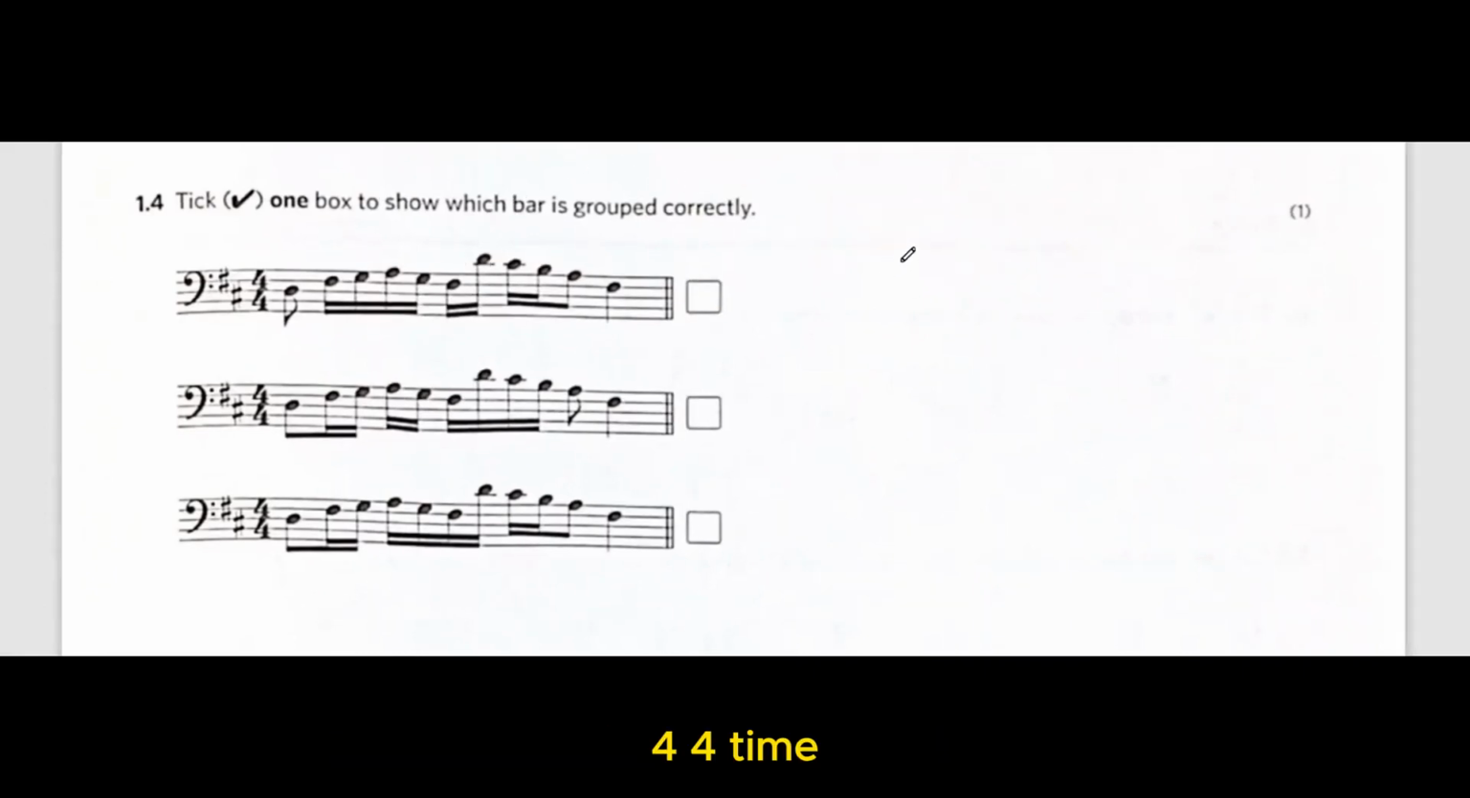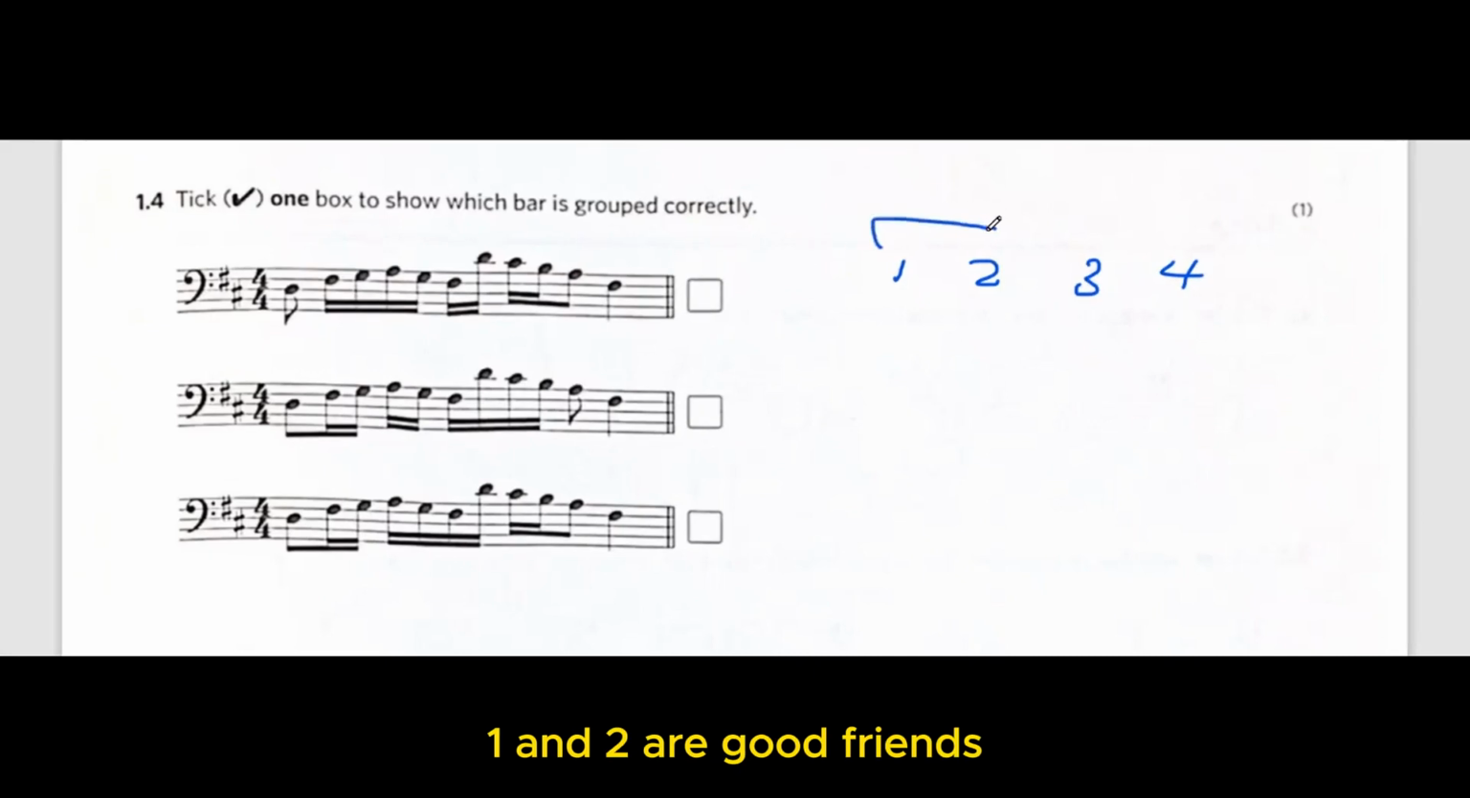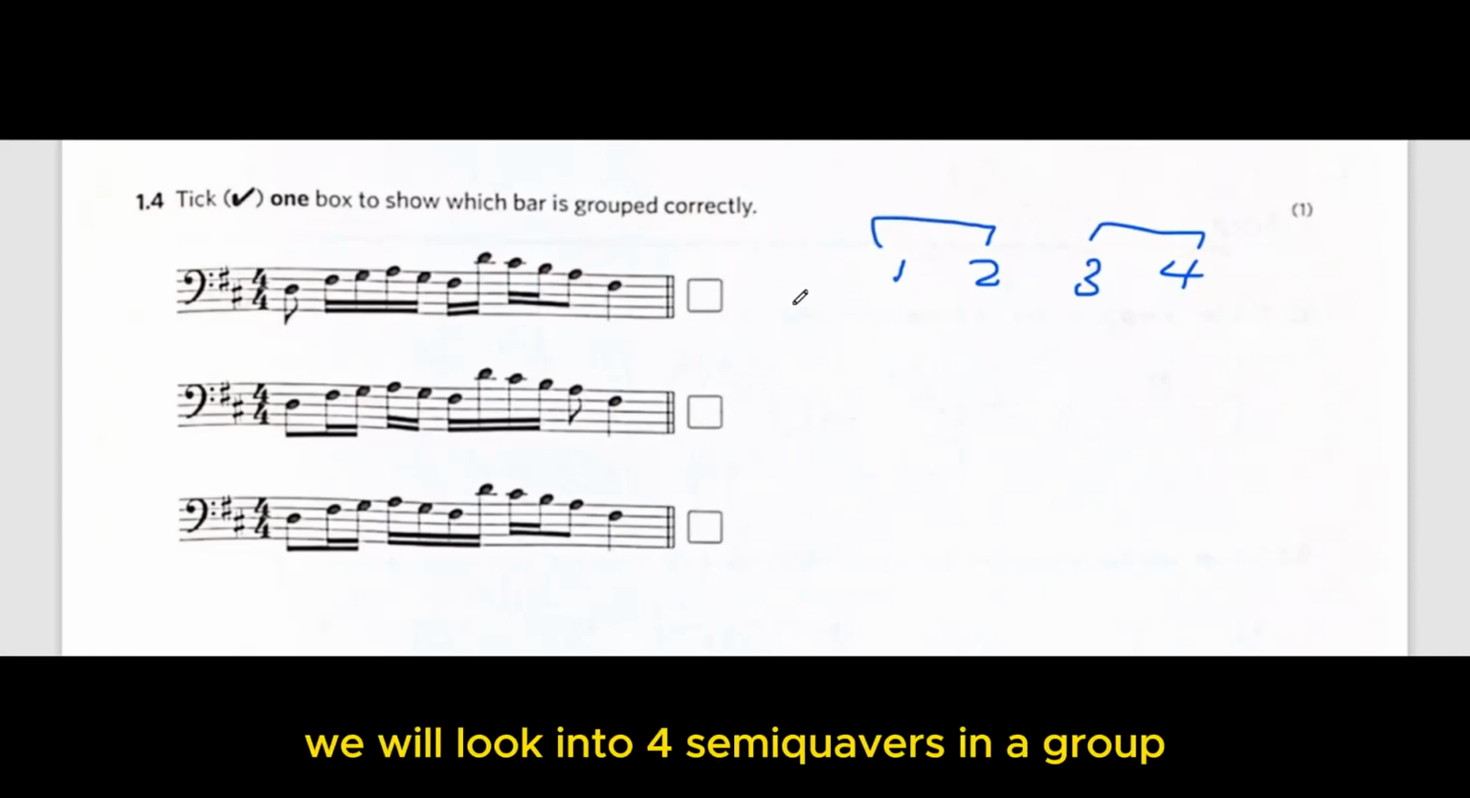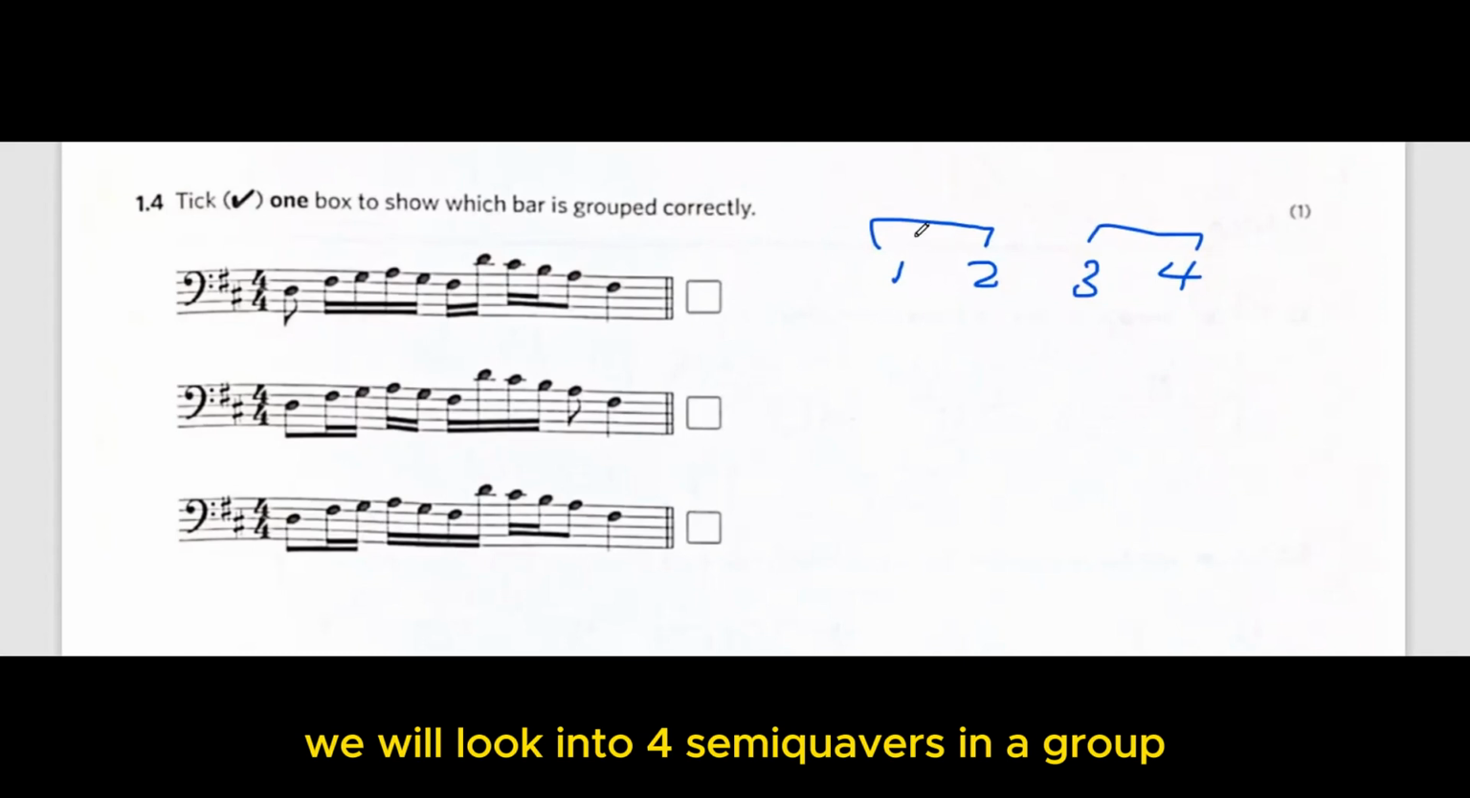4 times, we will have 4 beats. And remember 1, 2, 3, 4, 1 and 2 are good friends. They group together. 3 and 4 are also good friends. If they are in semiquavers, we will look into 4 semiquavers in a group.